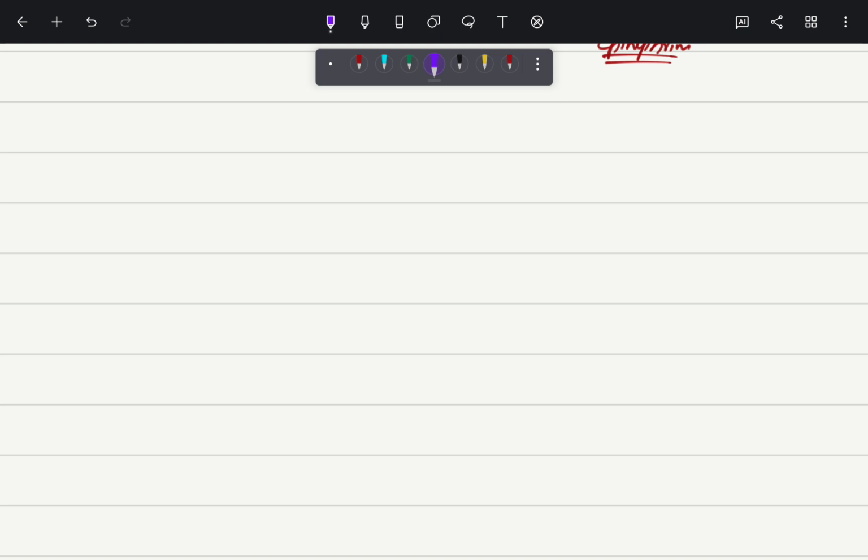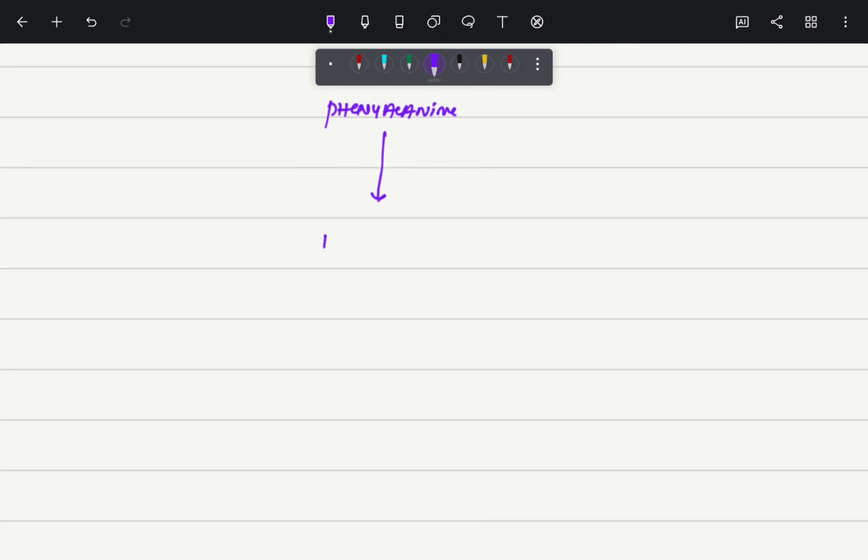Now I will do a small revision here. So what was the first step? It was phenylalanine, which was derived from the gastrointestinal tract, and it was getting converted into tyrosine. And what is the enzyme responsible here? Phenylalanine hydroxylase. It was doing hydroxylation at carbon number 4, and deficiency of this enzyme can lead to phenylketonuria.